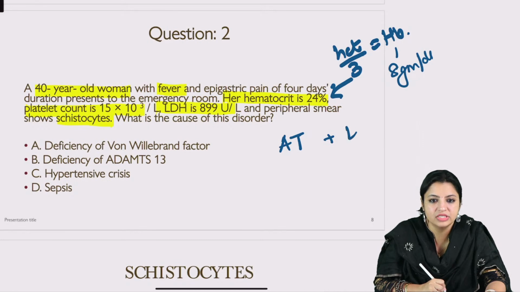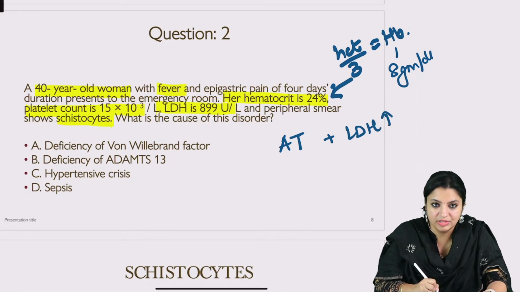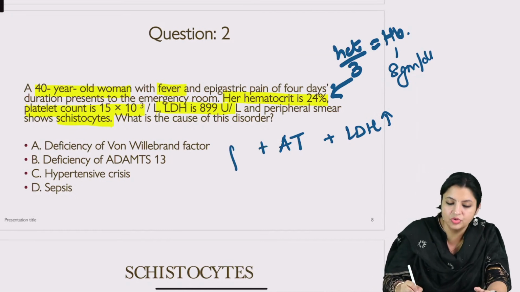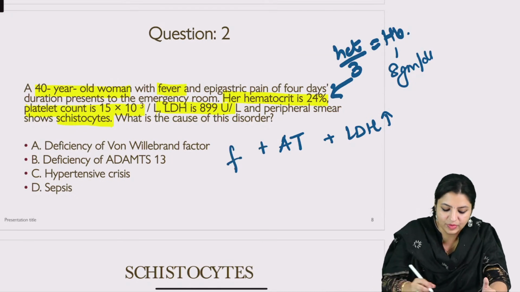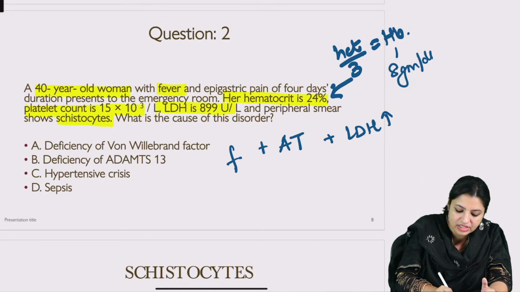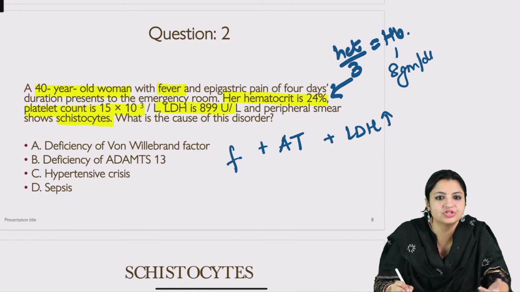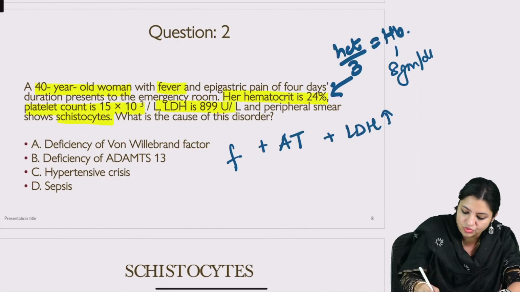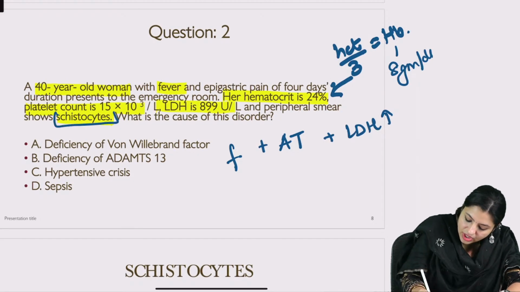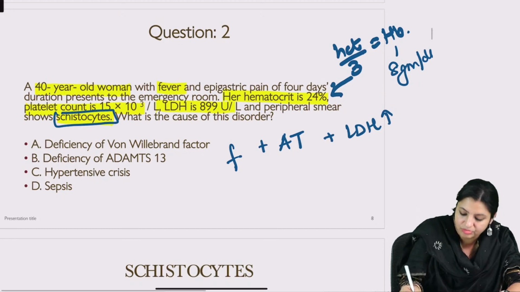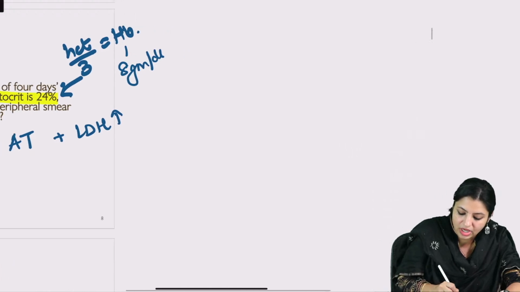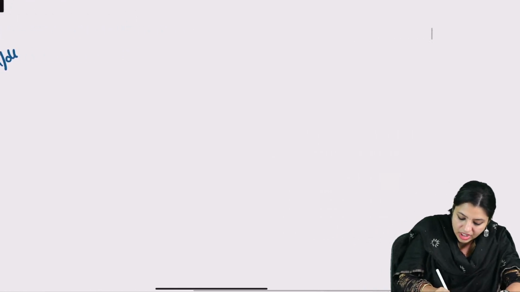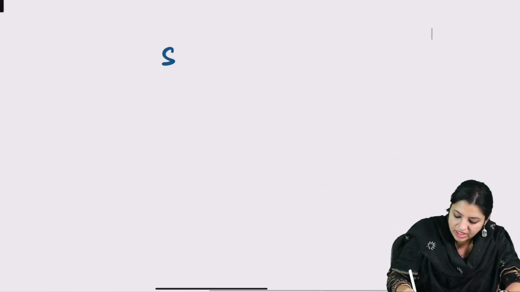So what are we looking at? Very good, Abhilash, the answer is correct, that is TTP. So always remember in your mind, whenever they give you a very important feature, schistocytes are seen. So remember here the basic clues. Okay, so I'm writing here. If ever you are given in the exam that schistocytes are seen, there are two things you should remember in your mind. Either it can be thrombotic microangiopathy or it can be DIC.